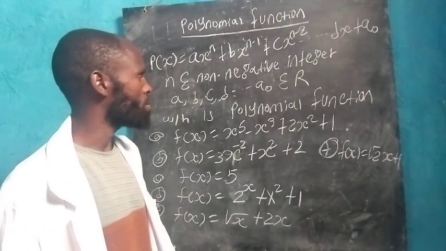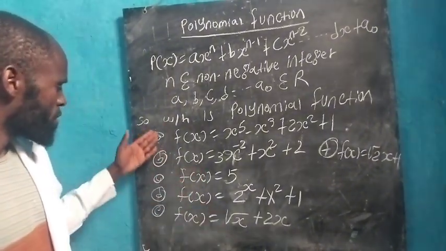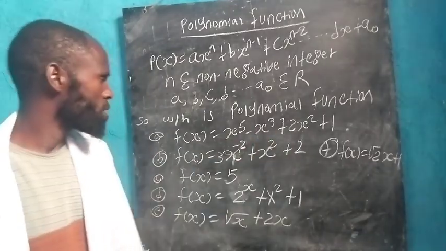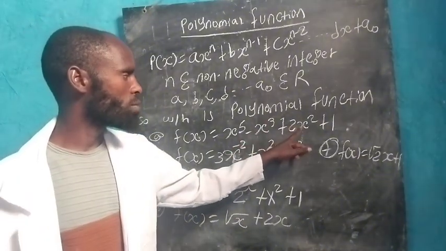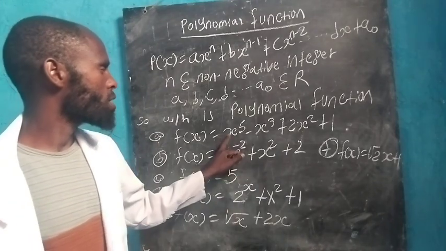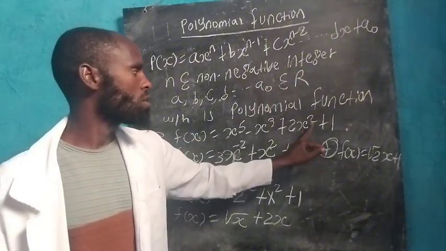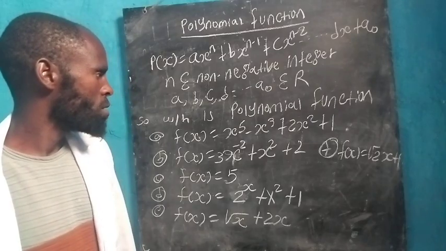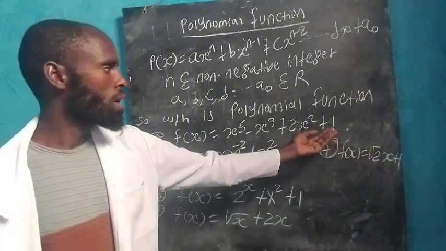Elements of real number. Look at, please tell me which of the following is polynomial function. Is it a polynomial function? The degrees of x to the power of 5, minus x to the power of 3, x to the power of 2, have a constant number 1. 5 is a non-negative integer. Also, 3 is non-negative integer. 2 is non-negative integer. Also, 1 is non-negative integer. Don't care about the constant number. It can be an irrational number.